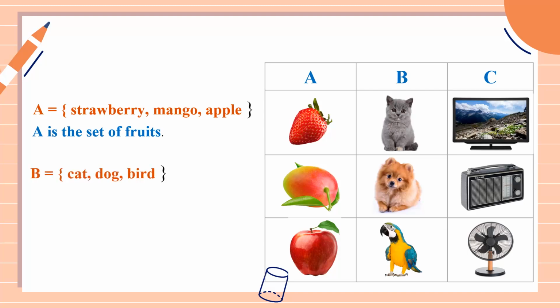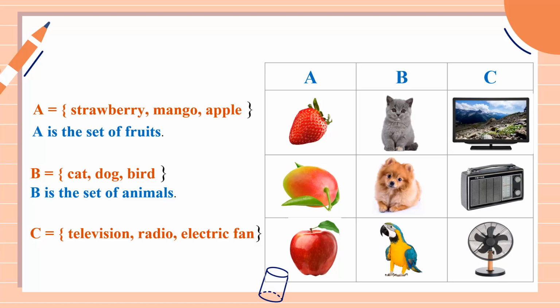For B, we have cat, dog, and bird. What's your idea, class, for group B? That's correct. Group B is the set of animals. And for C, we have television, radio, and electric fan. What's your answer, class, for group C? That's correct. Group C is the set of appliances.